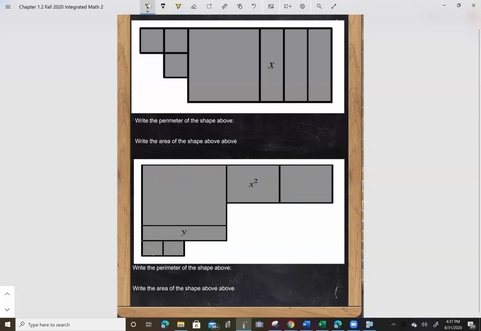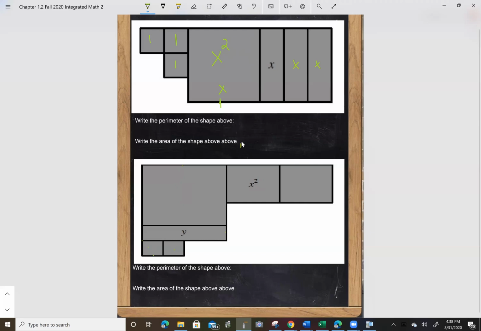Okay, so let's just do the area first because it's the easiest. Each of these is just 1 because each side is 1. This square here, both sides are x, which means the area is an x squared. If you have a square and every side is x, it's an x squared, right? And each of these rectangles, one side is x and one side is 1, so these are all just x.